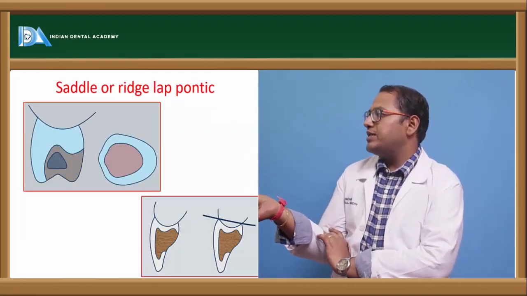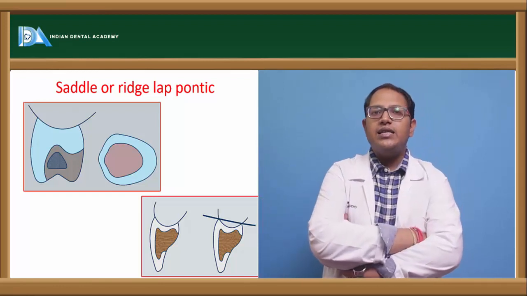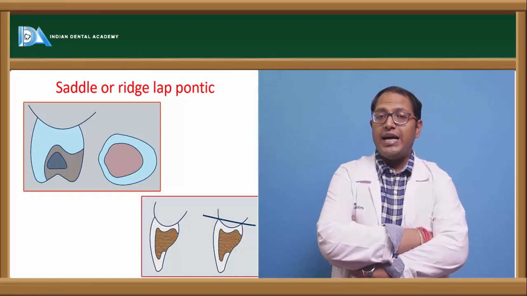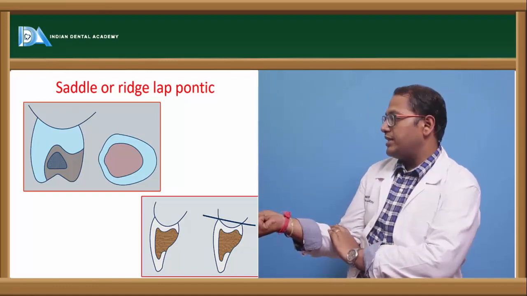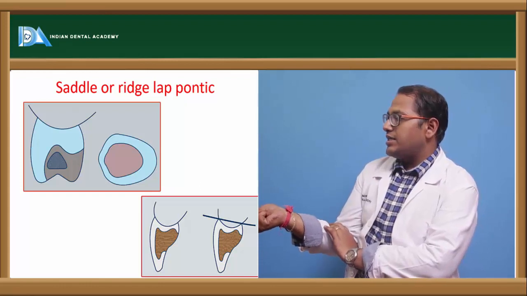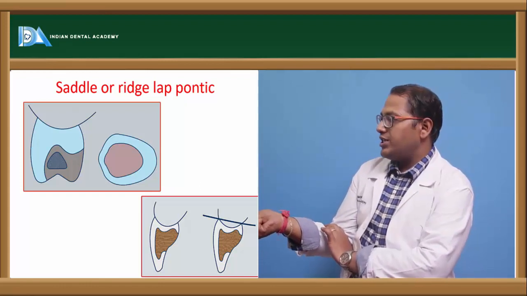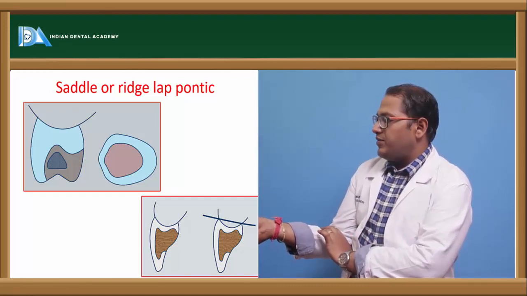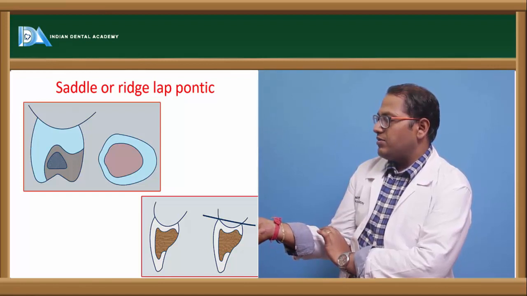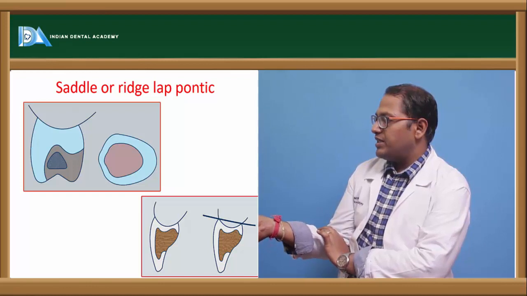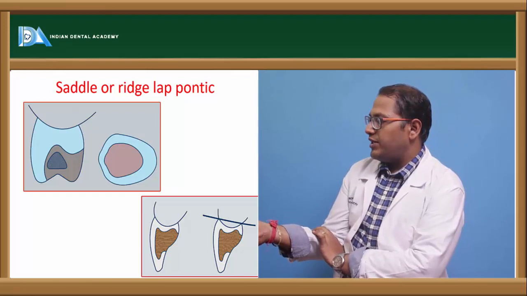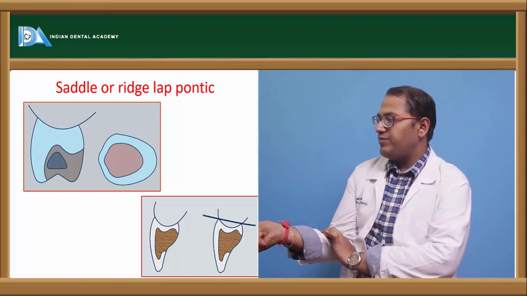Saddle or ridge lap. Saddle, as the word suggests, is something that the rider sits on a horse. We use a saddle, something in the shape of a U like this. So a saddle or a ridge lap Pontic also has a shape like this. Now see, from buccally it is touching, from lingually it will also be touching, and it is following a concave shape like this, and we have a Pontic. So with this shape of the Pontic, the aesthetics is perfect.